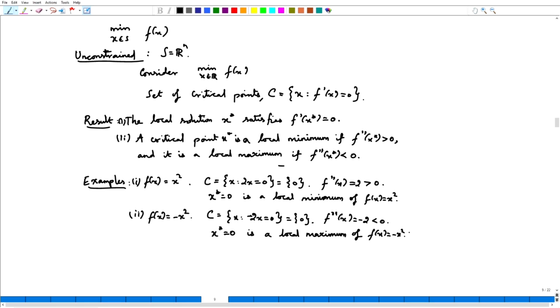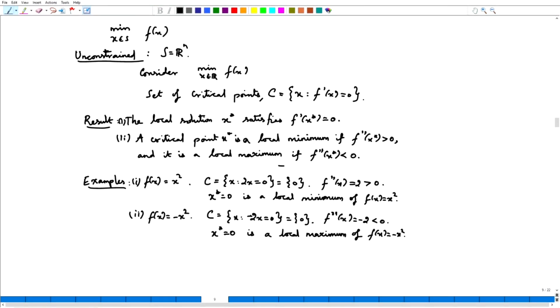So, this result should not be surprising, because when you are maximizing a function you can consider minimizing the negative of the particular function, right. So, if you are maximizing minus x squared, then it is equivalent to minimizing x squared, right. So, this result should not be surprising. Okay. But then we can have examples where, so, let us consider f of x equal to x cube.